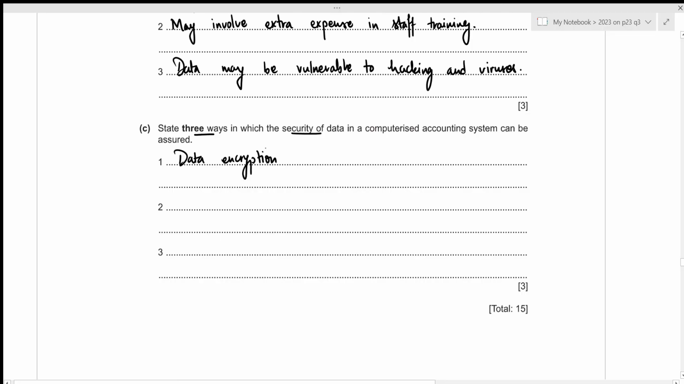Then the second thing for increasing security would be a strong unique password protection, so that any other outside parties might not get entry into our computerized accounting system. So strong unique password protection.